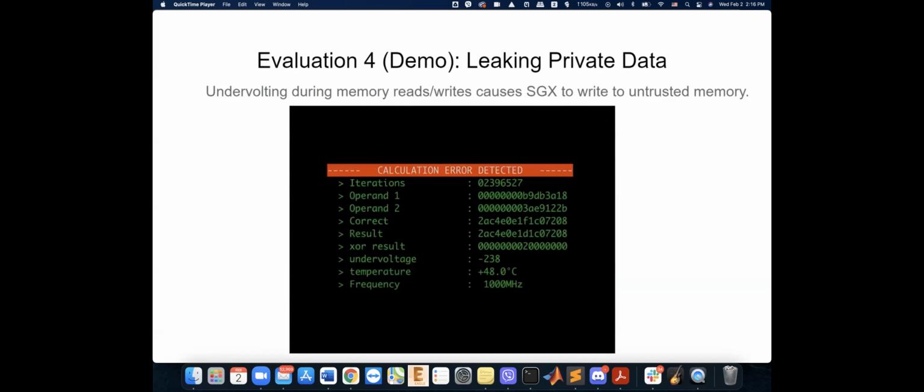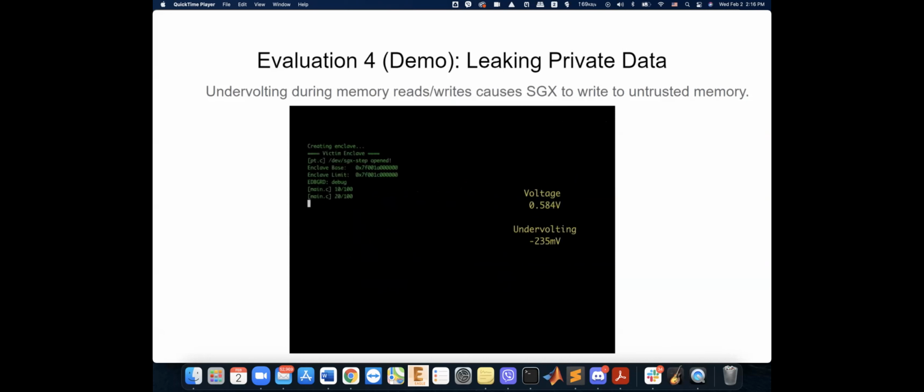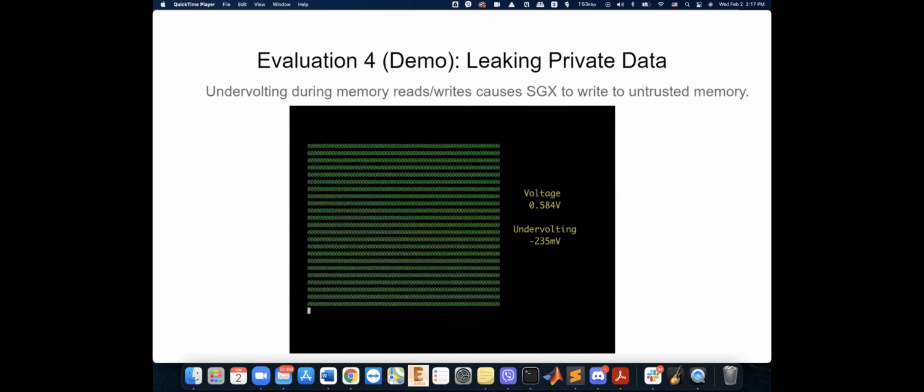We already know that we can fault multiplications with undervolting, so what else can we do? If we look at this single line of C code, it compiles to an IMUL in assembly, and we know we can fault that. Let's look at a real example using SGX. Here we are performing multiple reads and writes inside the enclave, i.e. inside trusted memory. If we undervolt, we get a fault.